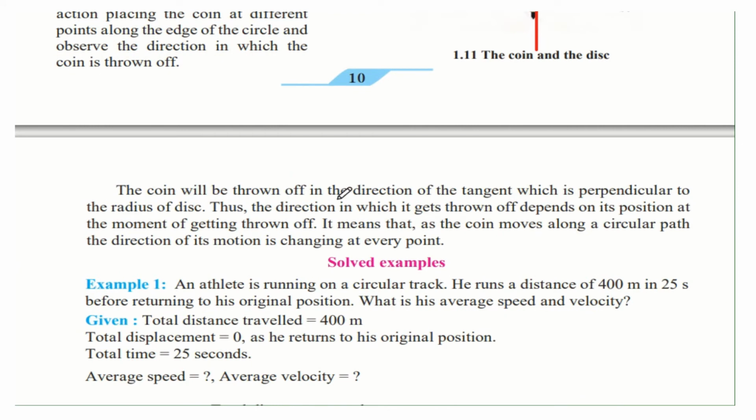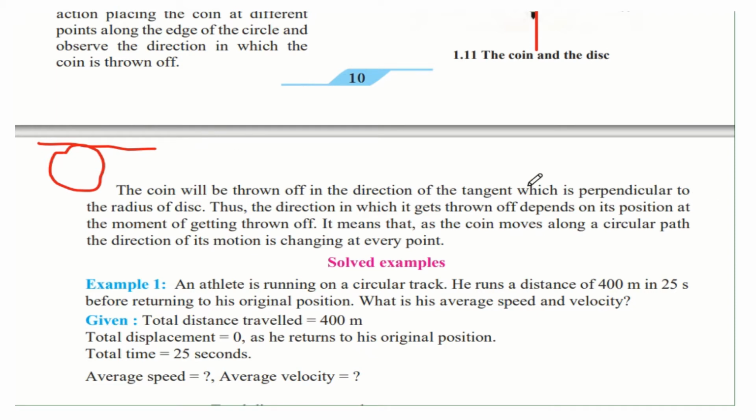The coin will be thrown off in the direction of a tangent. Do you remember what a tangent is? A tangent is any line that passes through the edge of the circle. It only passes through one point at the edge and it is a straight line.